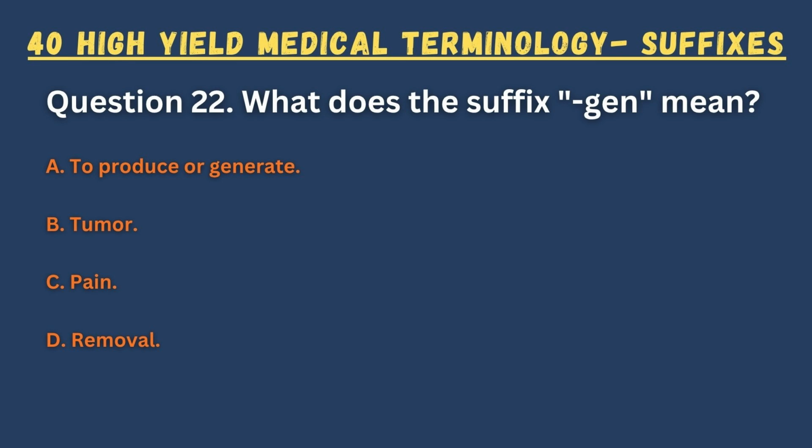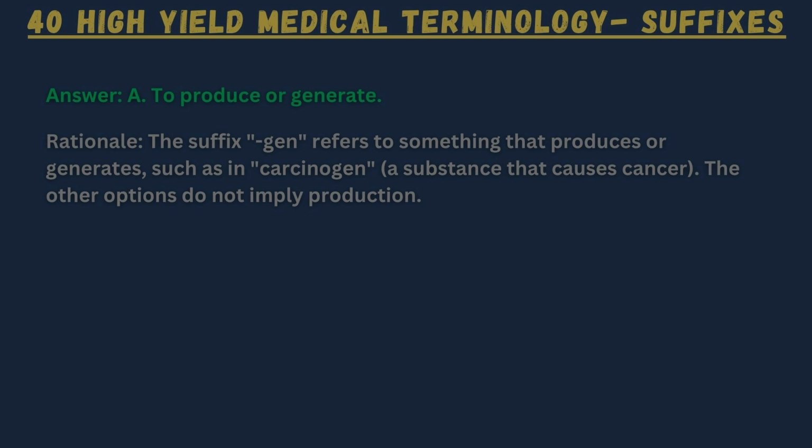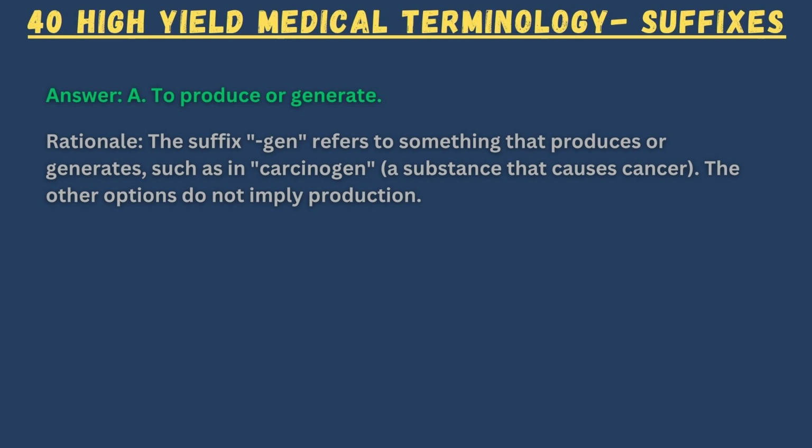Question 22. What does the suffix -gen mean? A. To produce or generate. B. Tumor. C. Pain. D. Removal. Answer: A, to produce or generate. Rationale: the suffix -gen refers to something that produces or generates, such as in carcinogen, a substance that causes cancer. The other options do not imply production.